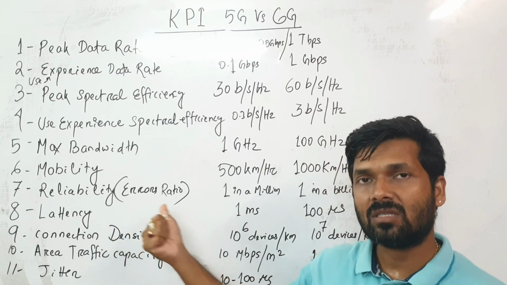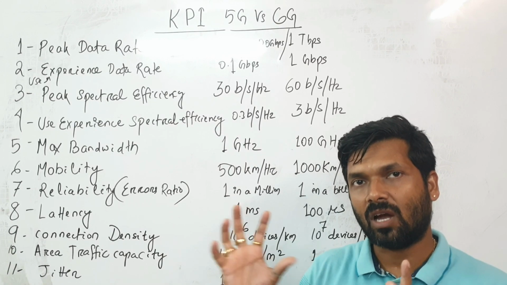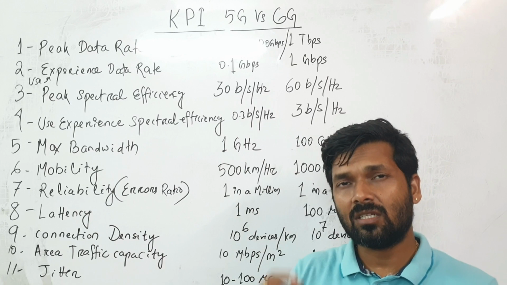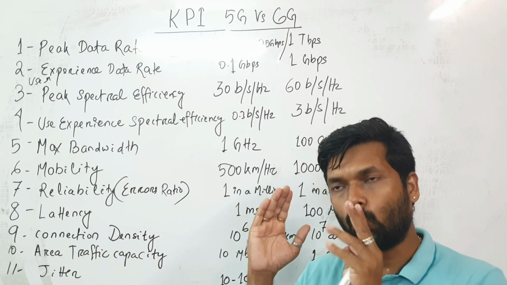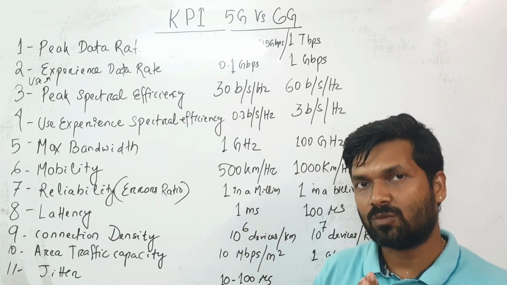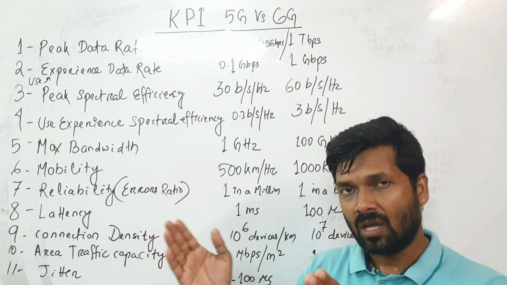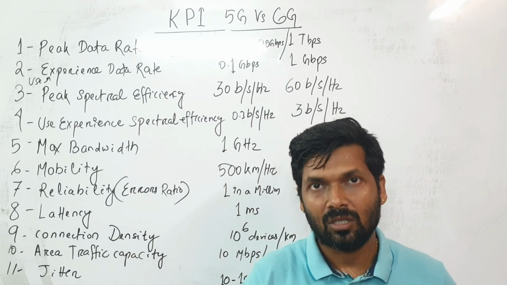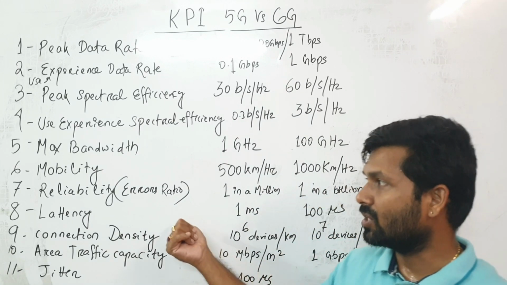So reliability means the number of error packets you receive out of the total packets. In 5G, we will experience just one error packet out of 1 million packets transmitted. If the network or the UE is transmitting 1 million packets, just one of them could be an error packet. That is how reliable a 5G network is.